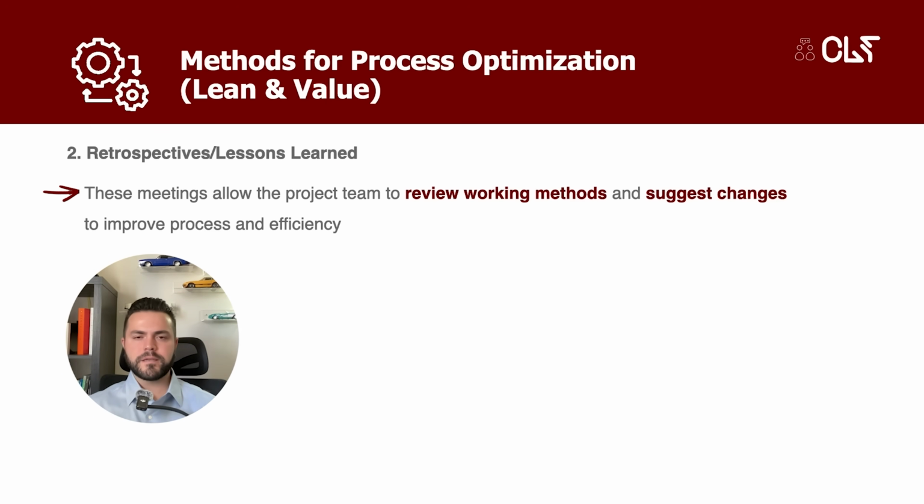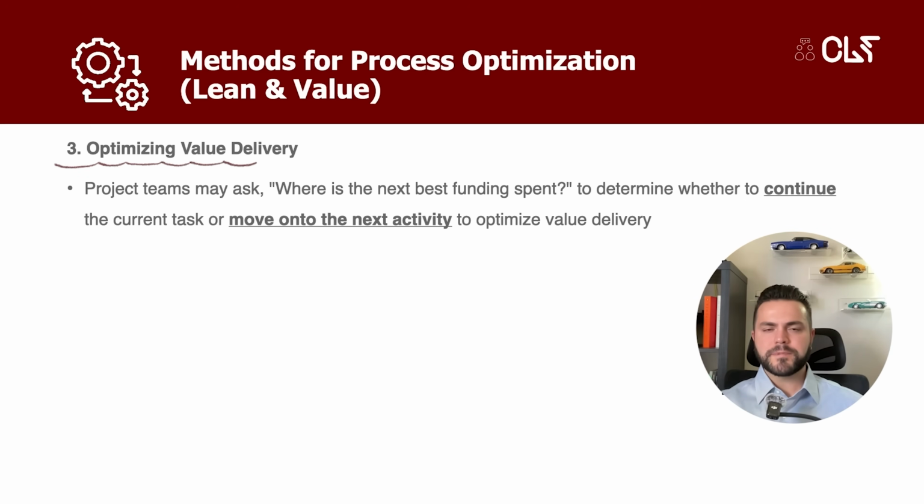These gatherings give the project team a structured opportunity to review the way in which they work and suggest specific changes to improve process and efficiency. We also optimize by focusing on optimizing value delivery. This involves the team asking an important question: where is the best funding spent? By answering this question, the team can determine whether they should continue the current task or pivot to the next activity to optimize value delivery to the stakeholders.